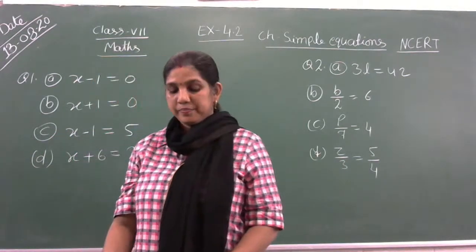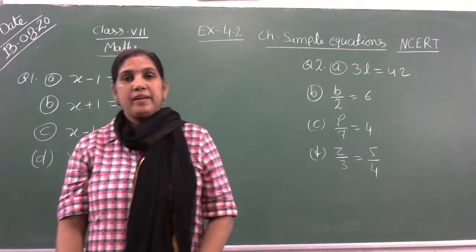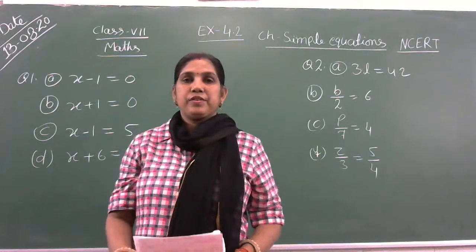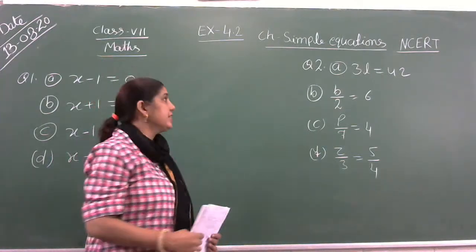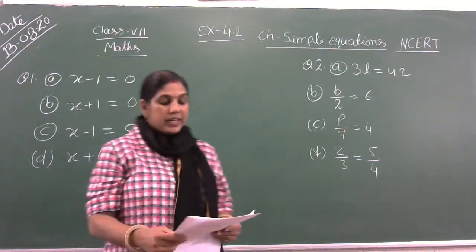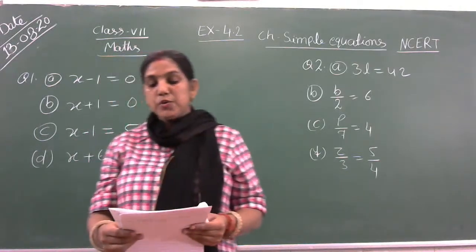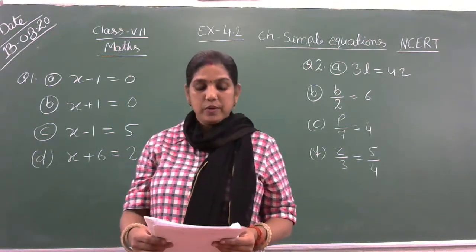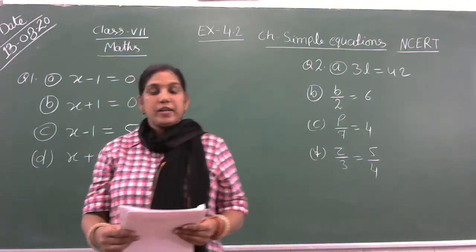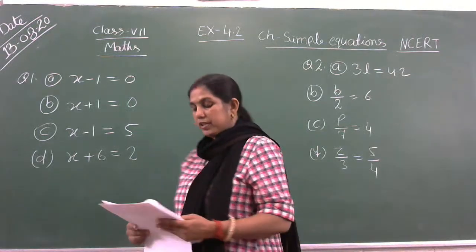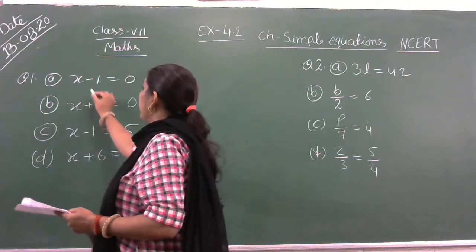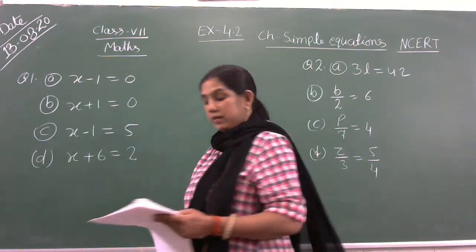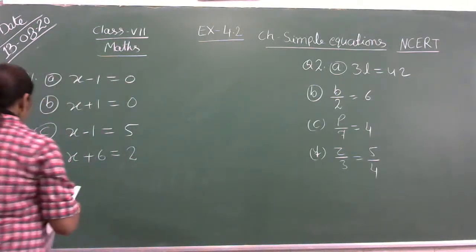Hello students, today we will be covering exercise 4.2, chapter simple equation. The first question of this exercise is: give first the step you will use to separate the variables and then solve the equation. The first part of this question is x minus 1 equals 0.